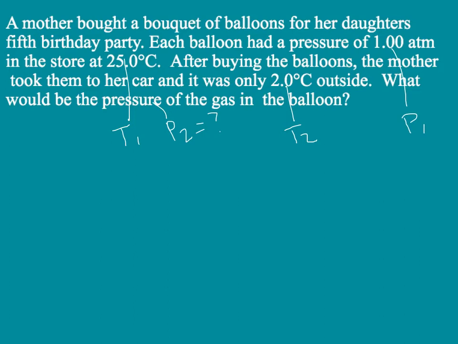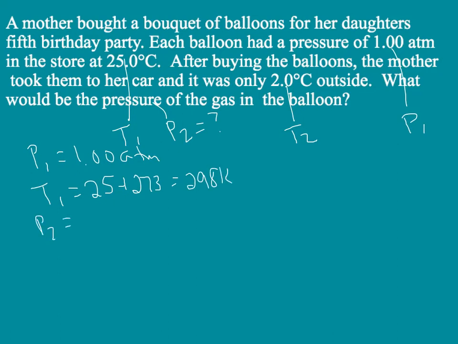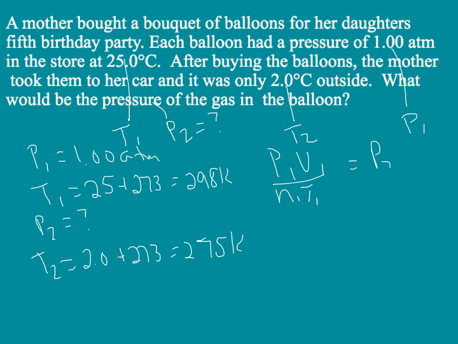So here are our variables again. We have pressure 1, which equals 1 atm. We have temperature 1, which is 25 degrees, but remember temperatures always must be changed to Kelvin, so we're going to add 273 to that. And that's our Kelvin temperature. We have pressure 2 we're trying to find, and we have temperature 2, which again we need to add 273 to get 275 Kelvin. Now we take our equation, P1V1 over N1T1 equals P2V2 over N2T2.